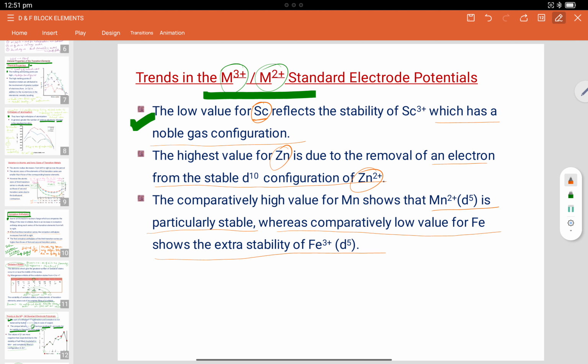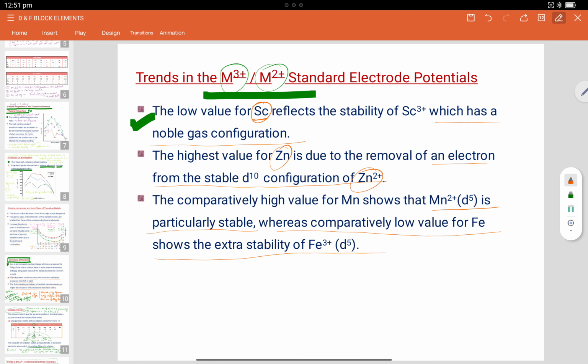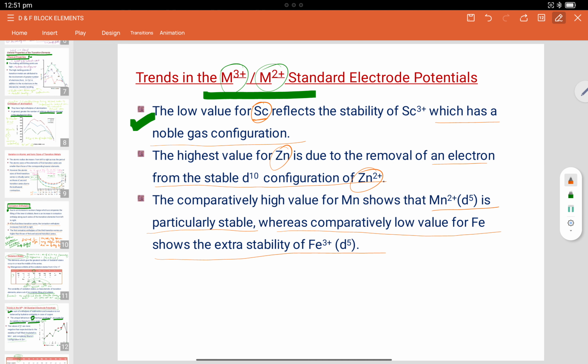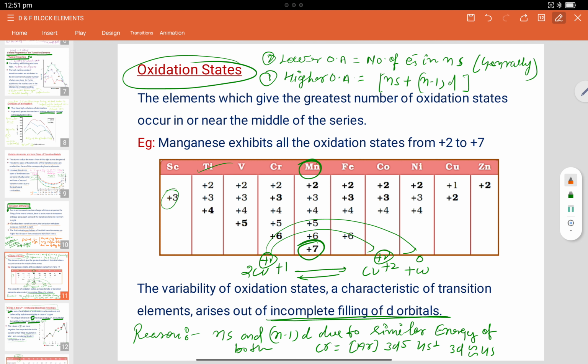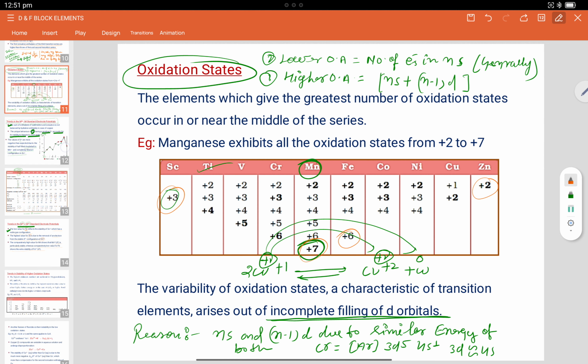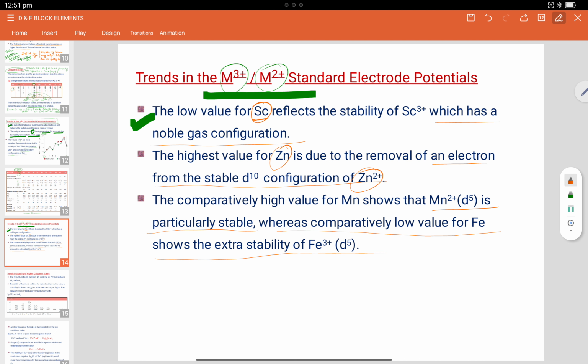In the case of oxidation state, where is the oxidation state? This one. Here +3. In the case of zinc +2. In the case of manganese +7. Iron +6. That is the condition. Once again check it. What is written here? All the things you have to read out once again.